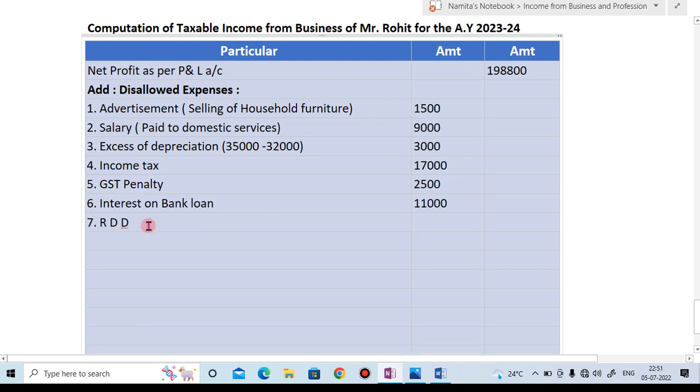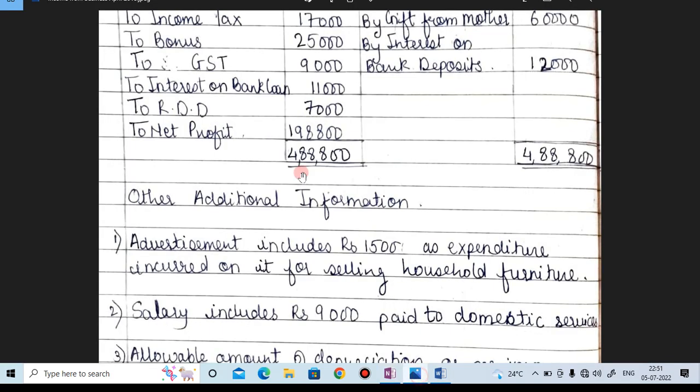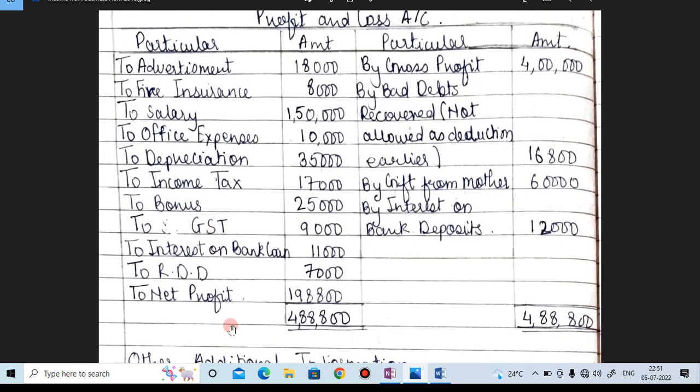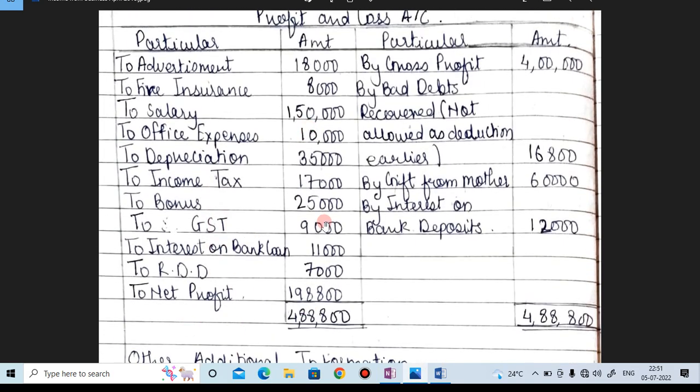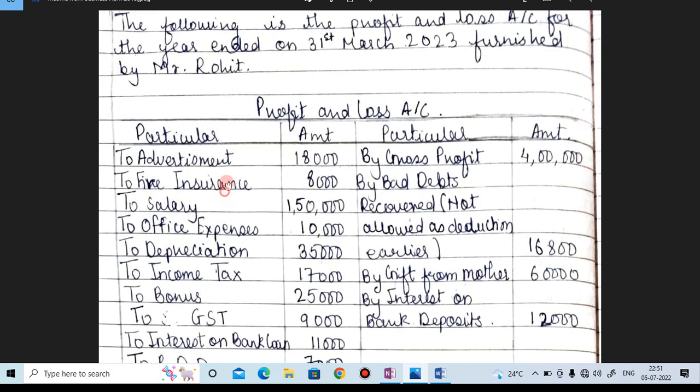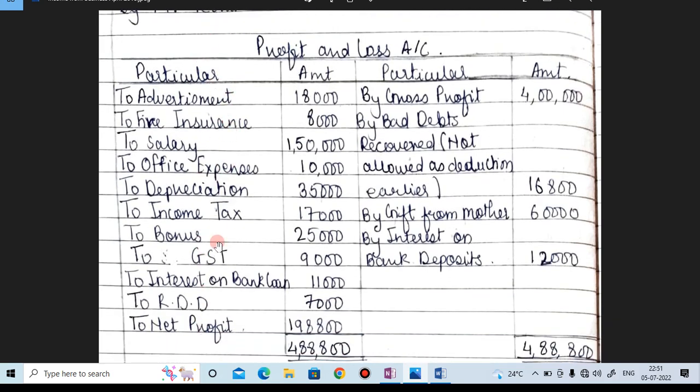RDD 7,000. Okay, next is the net profit. We have taken the net profit already. So all the debit side is completed.